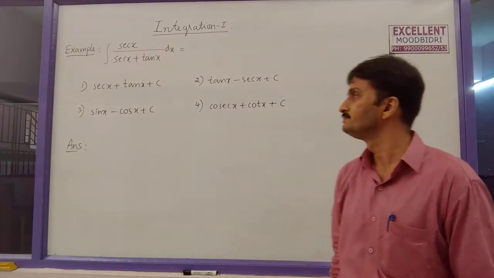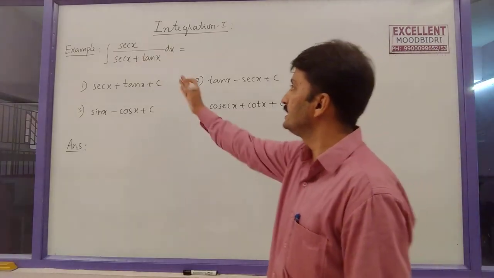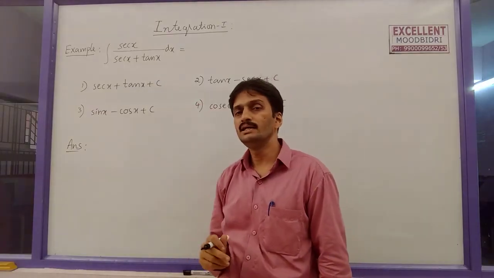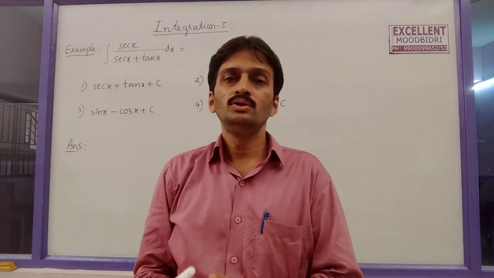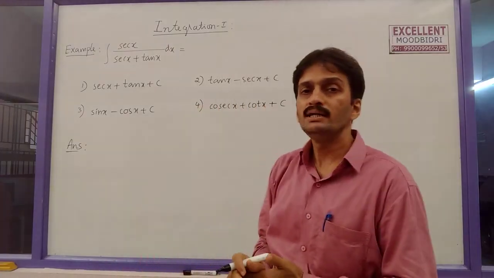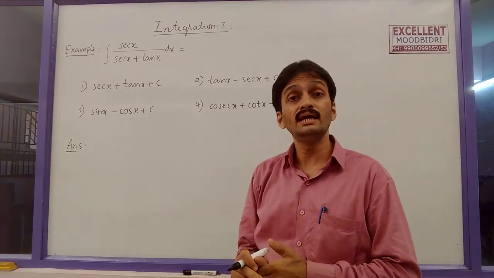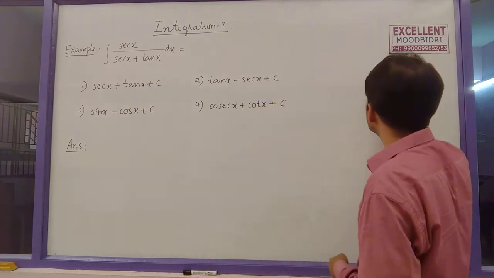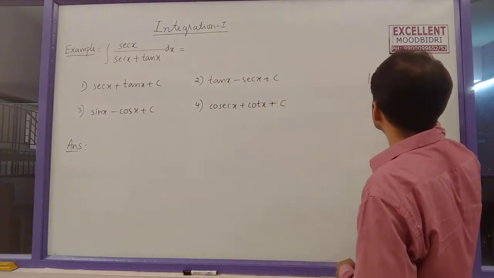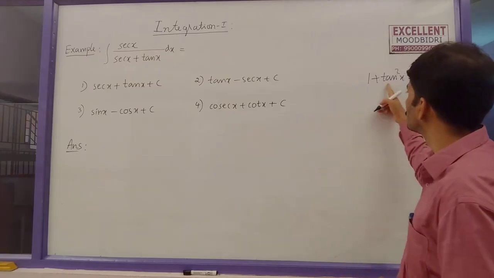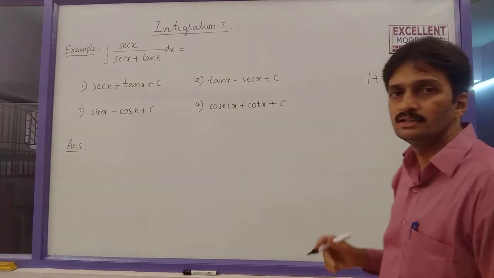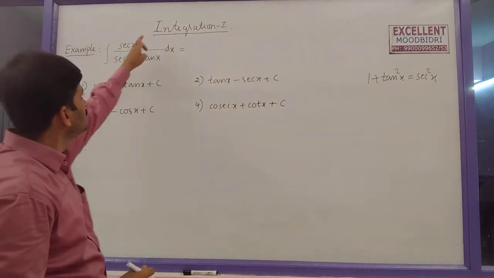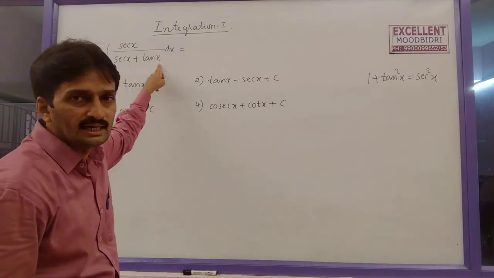Next example, integrate secant x by secant x plus tan x dx. Okay, I think here we have to do one trick. What is that? Multiply numerator and denominator by the same quantity. Because you know the identity, 1 plus tan square x equal to secant square x, correct? So what is secant square x minus tan square x? Equal to 1. So let us try to get secant square x minus tan square x. So multiply numerator and denominator by secant x minus tan x.